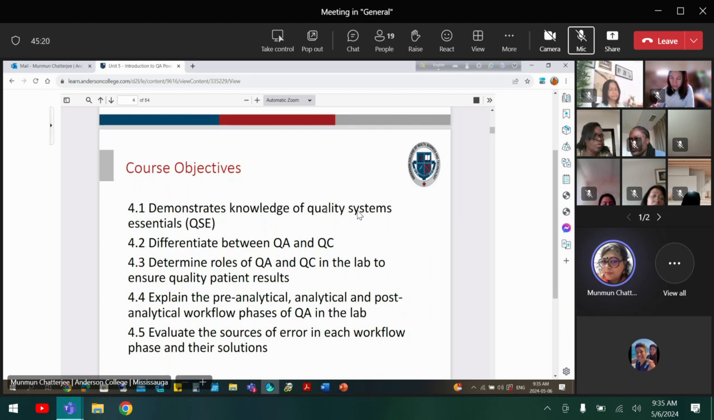It's not only from you, it's from different levels of job. But we have to make sure we maintain the quality, and ultimately from the quality control, we can give you the quality assurance. So in this course, we are going to learn what is the difference between quality assurance and quality control. In short, we call it QA and QC. And what is the role of QA and QC in the lab to ensure quality patient results? Because we are dealing with the patient results.